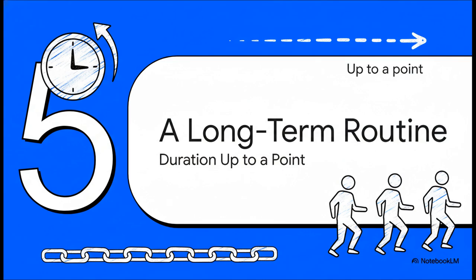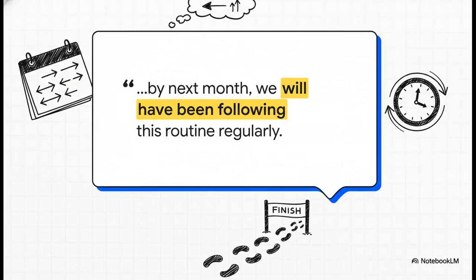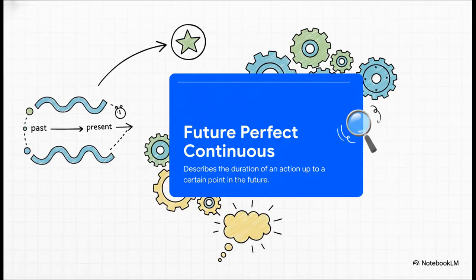All right, let's look at our final and most advanced tool. What if you want to talk about how long something has been going on up to a certain point in the future? This is absolutely perfect for talking about habits, routines, and long-term projects. So Sarita looks even further down the road. She says, by next month, we will have been following this routine. She's not just saying they will follow it. She's emphasizing the whole duration, that for a whole month, this will have been their regular thing. And that right there is the future perfect continuous.